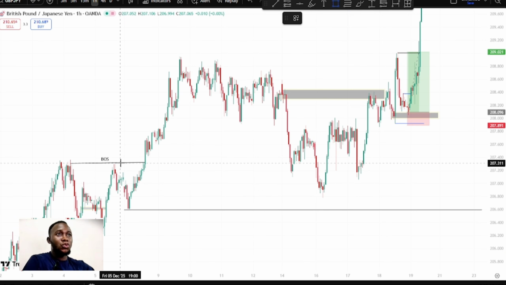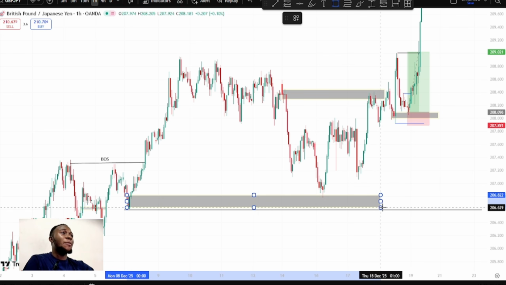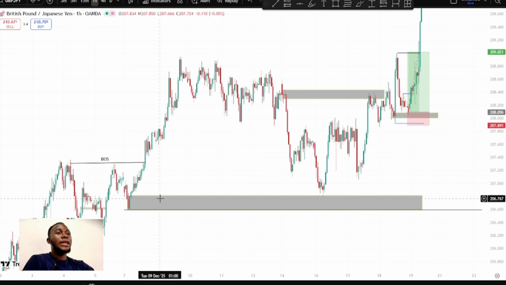I saw this break of structure. I map out this region as my swing low. That is the zone that caused this market to break structure to the upside. The next thing I want to look for is the swing high. That is the highest point that the market got to before it started retracing, and obviously this is the point that the market got to before it started retracing.